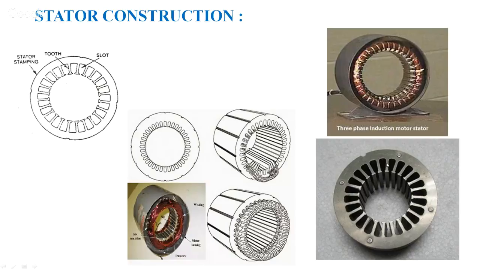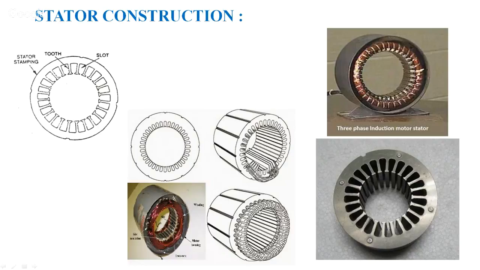So you can observe the bolts here. This looks like one solid piece, but actually a number of stampings have been placed one above the other and they are bolted together. And inside the slots, can you observe the slots here? Inside the slot, the winding is going to be placed. So this is still the starting. After completing, this is how it looks.